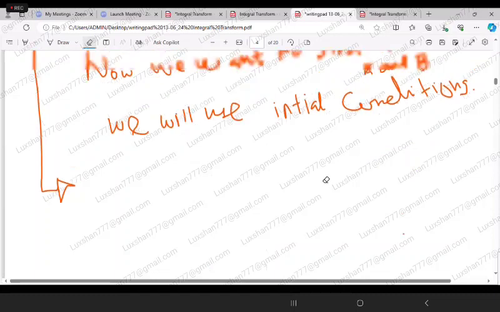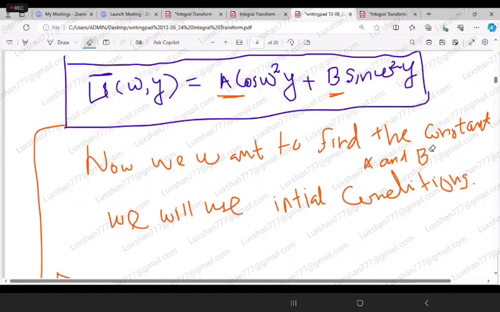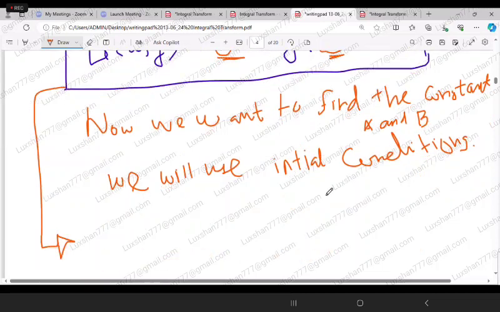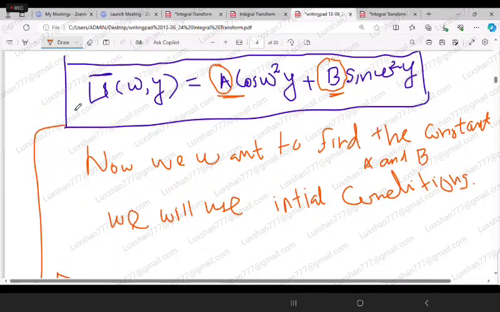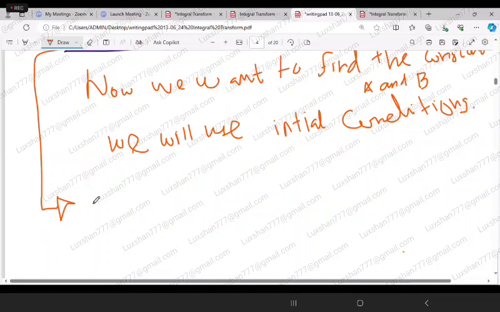So I'll explain it again quickly. Now we want to find the constants a and b. To find these constants a and b, we are going to use the initial condition. To apply the initial condition, we are taking the first derivative of this one, the first derivative of u bar with respect to y.